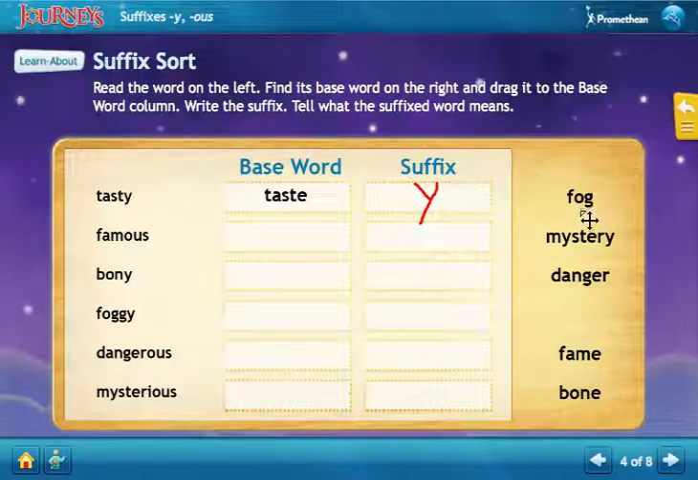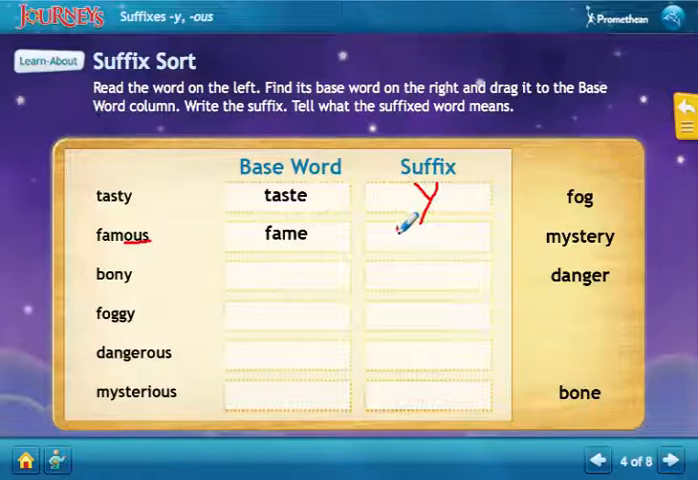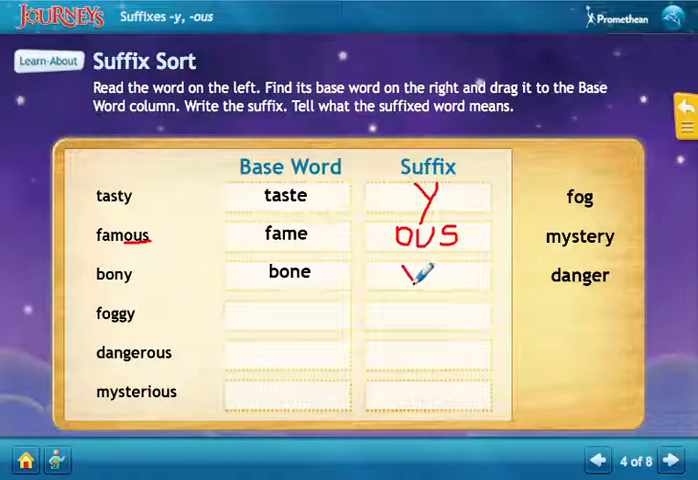Famous is the next one. The base word was fame. And what suffix was added would be OUS. So we would write OUS over here. What did we have to do to fame before we added the OUS? Well, we dropped that E. You can see there is no E in the word famous. Bony, the base word was bone. We added a Y. Again, that E on the end was silent, so we dropped that E.